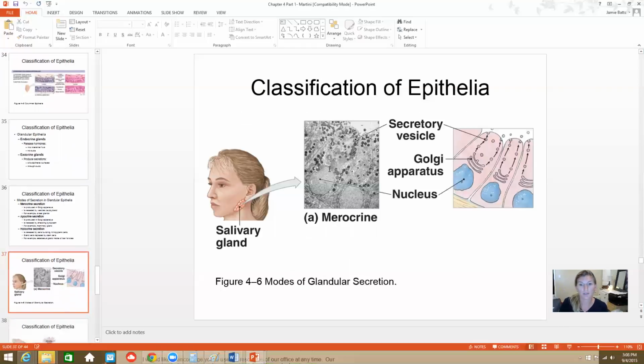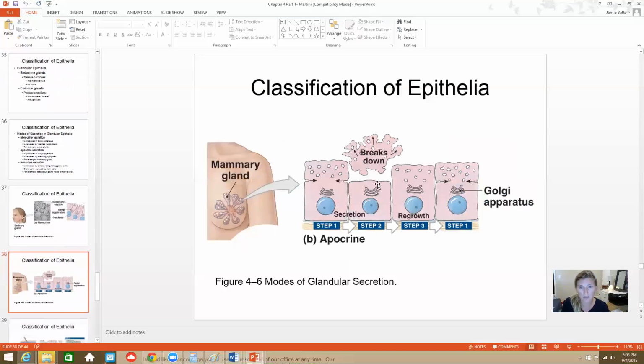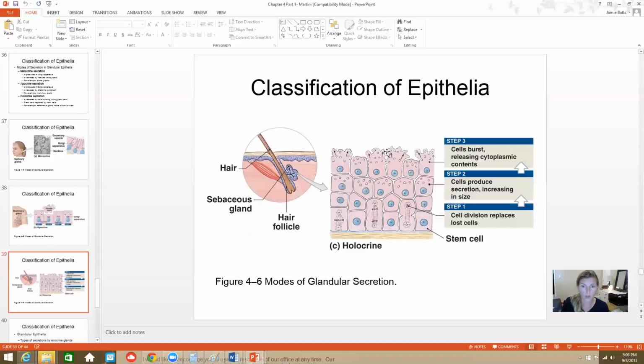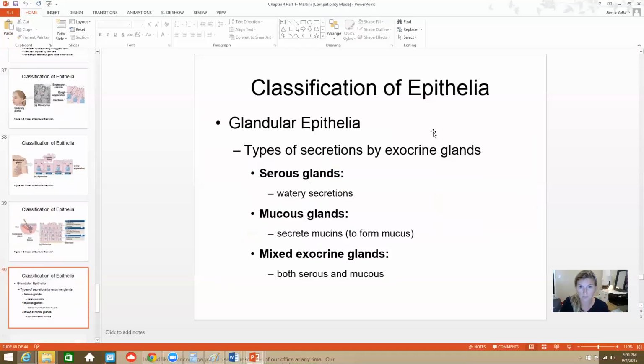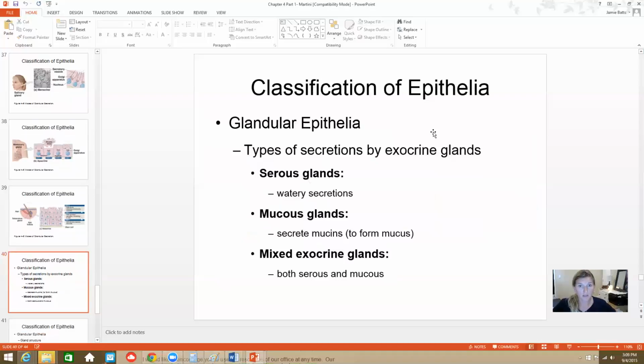So talking about how the epithelium is classified, there's merocrine glands, and here you can see that exocytosis, just the general sweating, or in this case, we're looking at a salivary gland secreting. The mammary gland, just breaking down part of the cytoplasm containing the milk, or a holocrine secretion where the entire cell just explodes and erupts its secretion along with itself. There are different types of secretion. So there are different ways that things are secreted, as well as different things that are secreted.